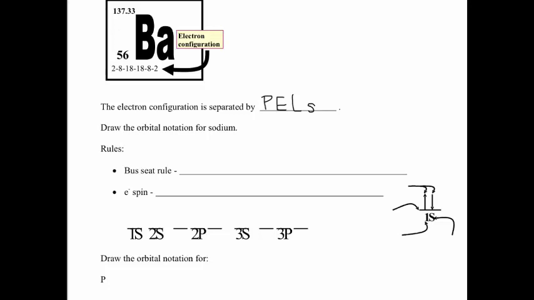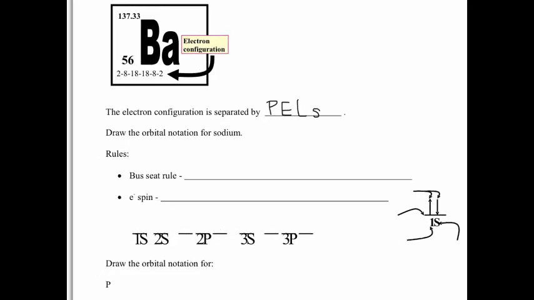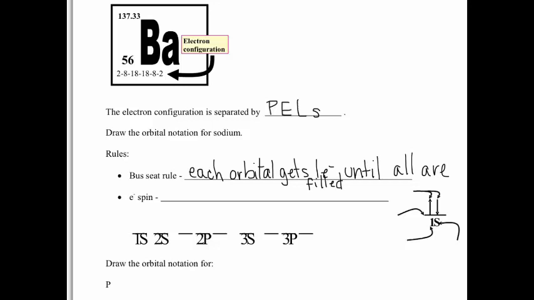So we're going to say each orbital gets 1 electron until all are filled. Okay, so we'll show you how this is all denoted in a second. You can kind of see it underneath here, but let's finish these 2 rules.